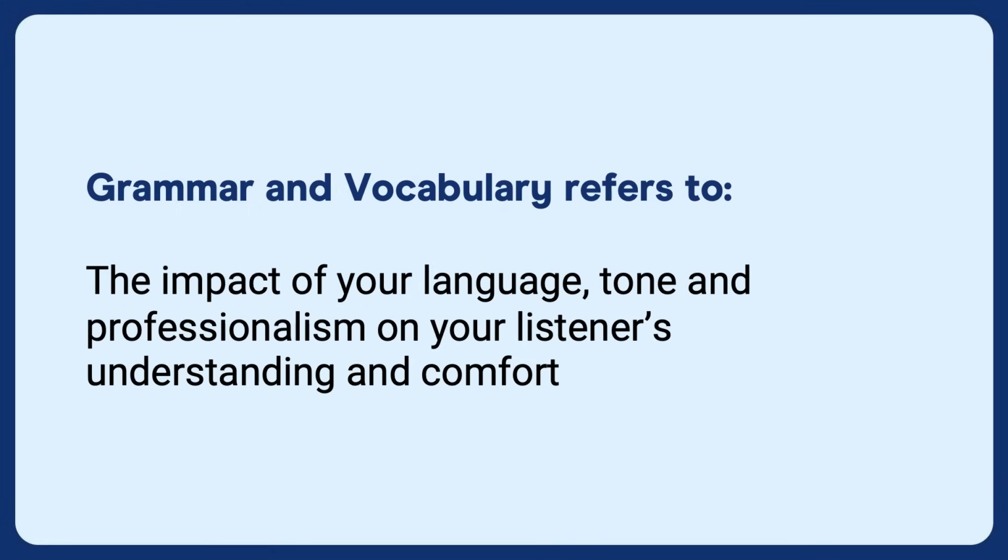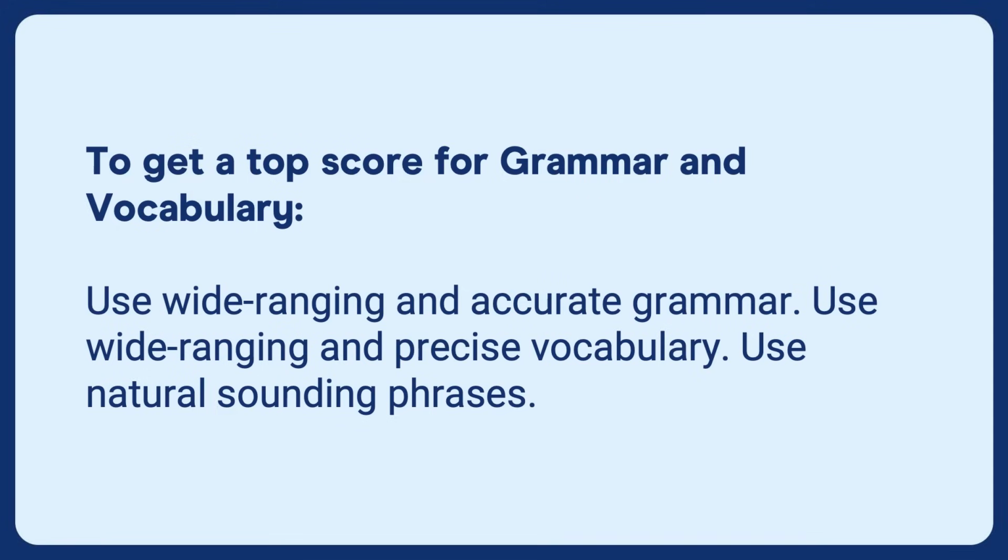Grammar and vocabulary refer to how flexible and accurate you are in your use of vocabulary and grammar. To get a top score for grammar and vocab, you need to use wide-ranging and accurate grammar, and use wide-ranging and precise vocabulary, and use natural-sounding phrases.